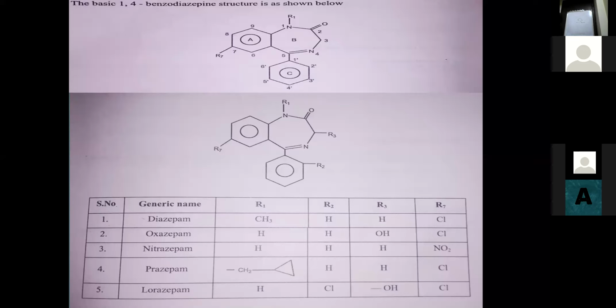So what are the examples? Diazepam is an anti-anxiety drug. So what is diazepam and how can you name it? There is an extra hydrogen at the third position. That's why it is known as 3H benzodiazepine, methylated. These are the structures that you have to remember.